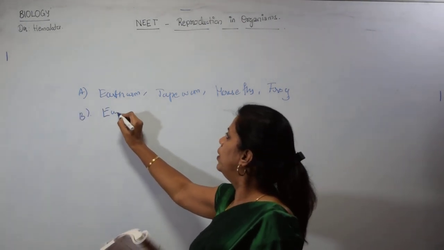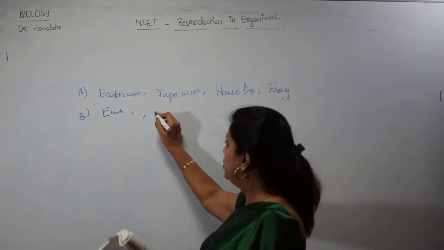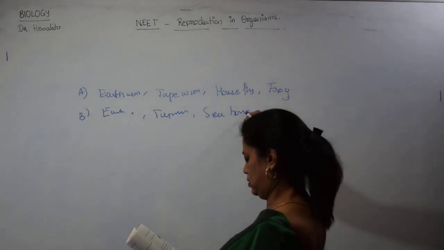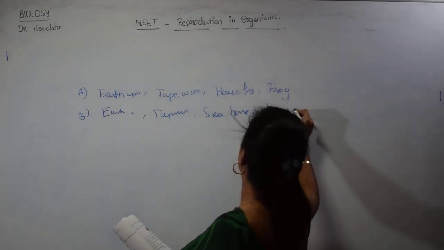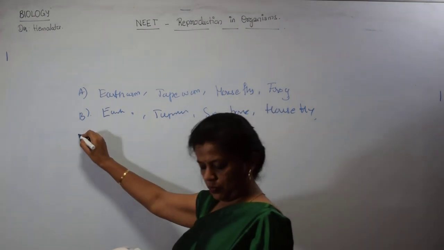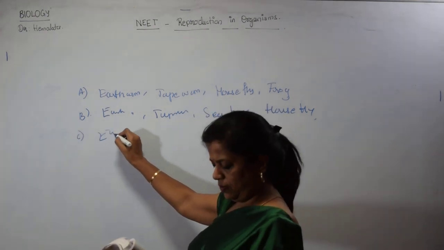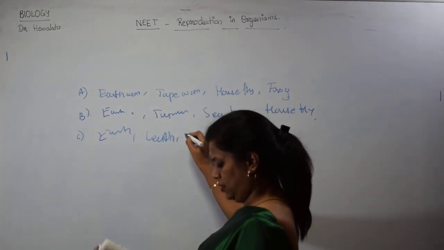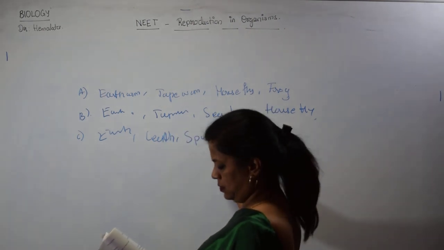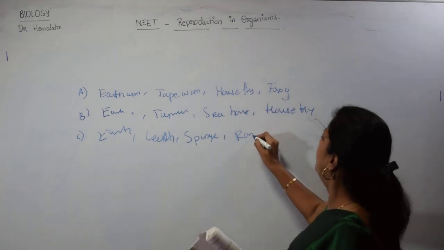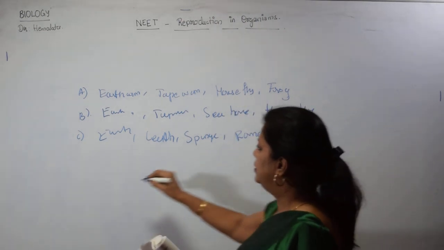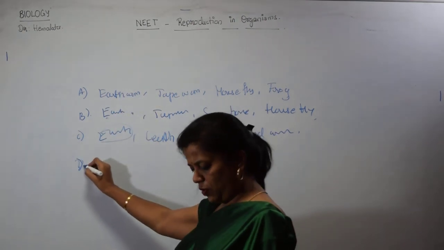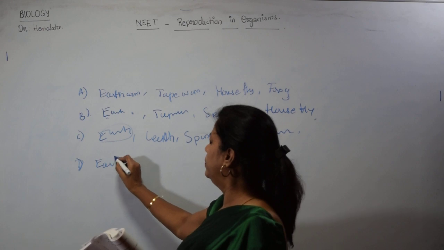First one is earthworm, same thing. Then tapeworm, seahorse. Then housefly, they are given. Then the C option says earthworm, leech, then sponge, then roundworm. Then D is earthworm, same thing in all 3 places. The D option says again earthworm.